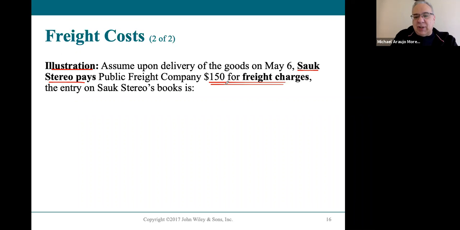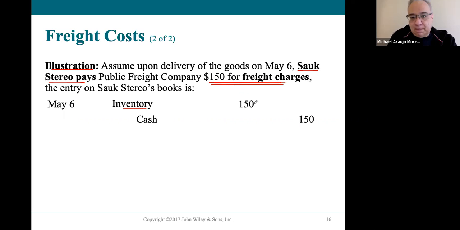The fact that Sock Stereo had to pay $150 for freight means, in accounting, their inventory cost $150 more. So they will debit $150 more to inventory, showing that their asset cost more. And of course, they'll credit cash because they'll probably pay for it with cash. So that's how the buyer would see this.